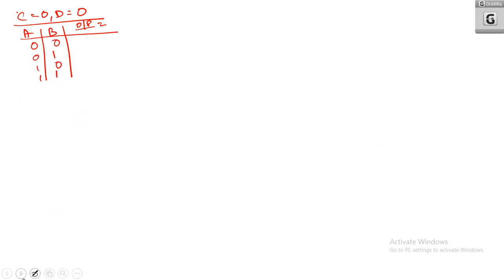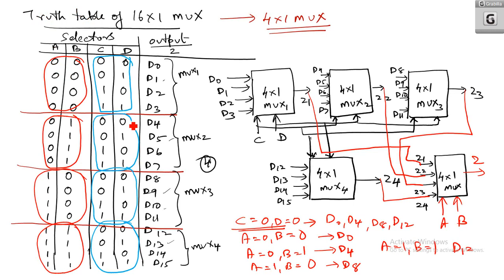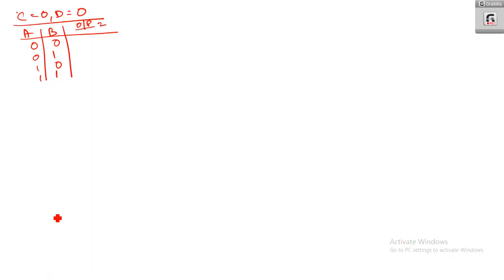So in this case, what is there? When A is equal to 0, B is equal to 0, C is equal to 0 and D is equal to 0, you have D0, D4, D8 and, when A is equal to 1 and B is equal to 1, D12. So it is D0, D4, D8 and D12. Again, when C is equal to 0 and D is equal to 1, that is the next case.